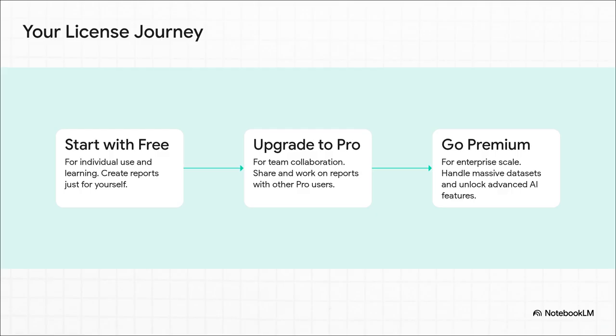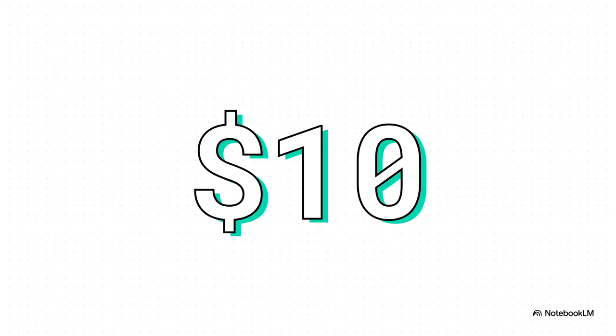And step three, you go Premium when your whole company needs to get on board with massive data sets and some really powerful enterprise-level features. So what does it take to go from flying solo to working as a team? This is the magic number. That jump to Pro, the license that unlocks real collaboration and secure sharing, typically comes in at just $10 a month per person. That's it. That's the price of admission for teamwork in Power BI.